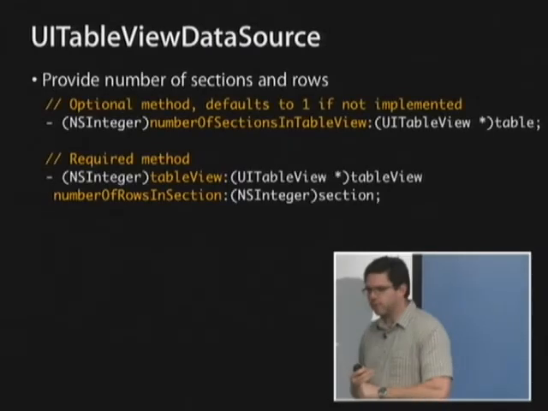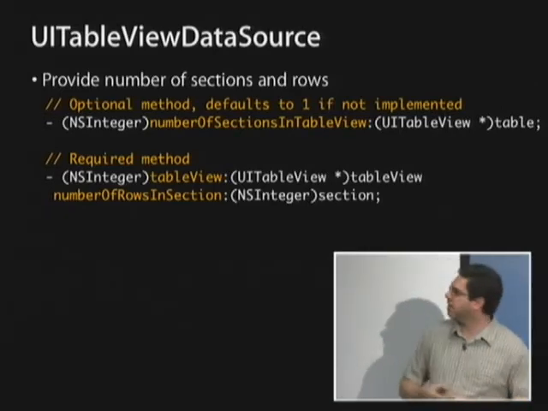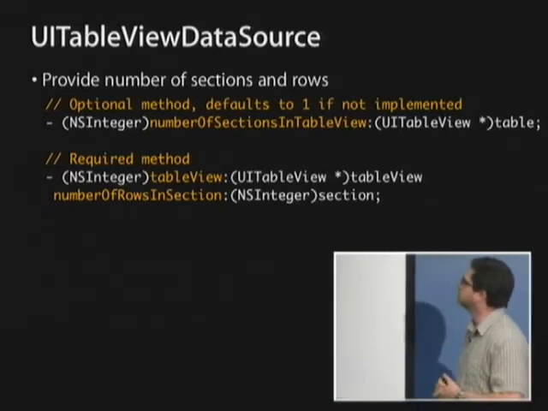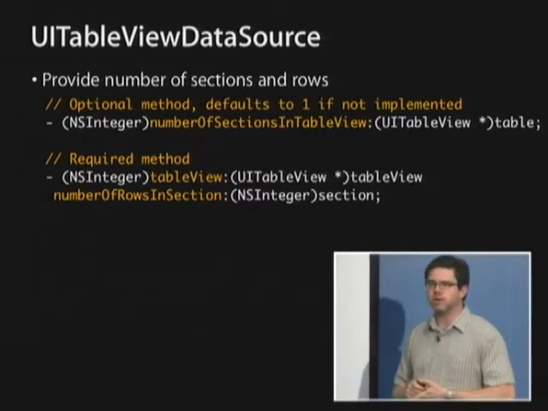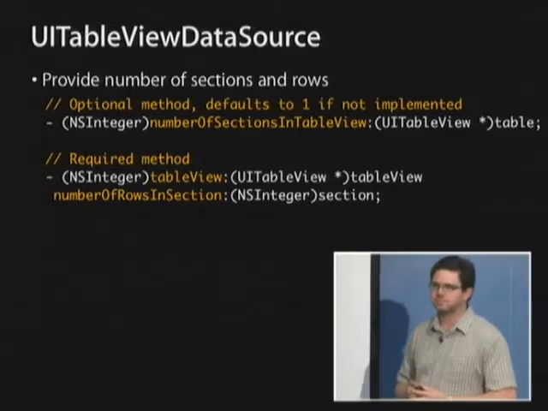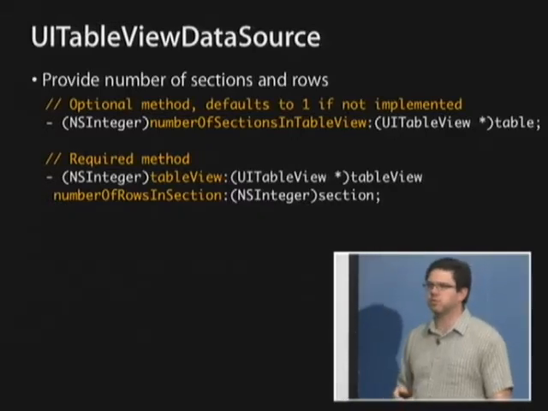The table view needs to know a few things before it can display any content. The first is how many sections you have, and it'll ask the data source the number of sections in the table view. This is an optional method. If you don't implement it, you'll just get a single section. And then for each one of those sections, how many rows are in the table view?